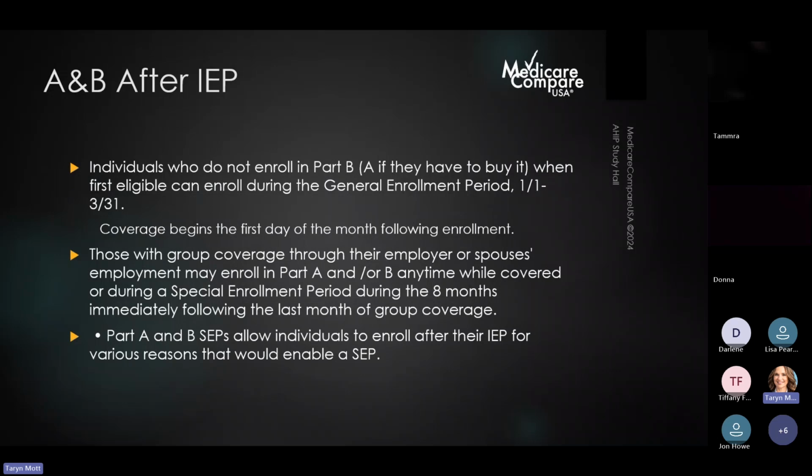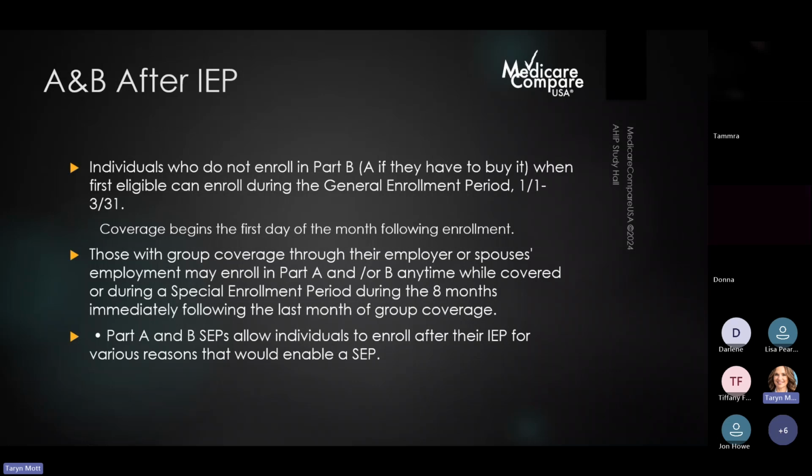Those with group coverage through their employer or spouse's employment may enroll in Part A and or B anytime while covered, or during a special enrollment period during the 8 months immediately following the last month of group coverage. The key to this question on the test is that you need to remember this part, 8 months. So that's their window.